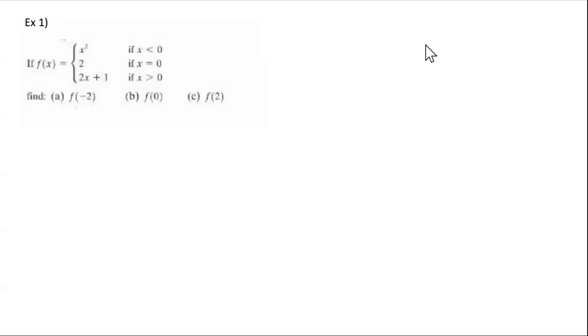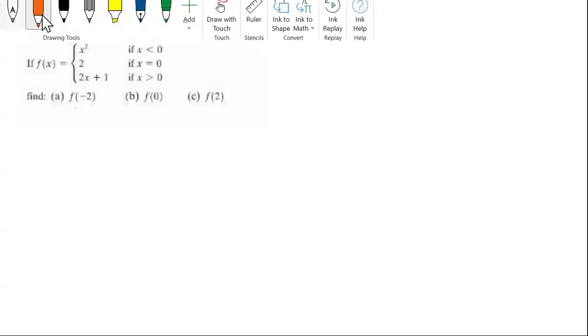Look at this. So this example, again, is a piecewise defined function example. And all they want us to do is figure out which equation we're going to use and evaluate it at those particular points.